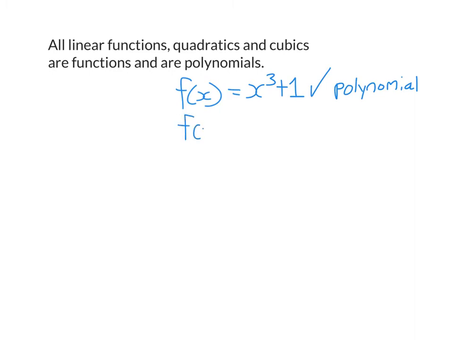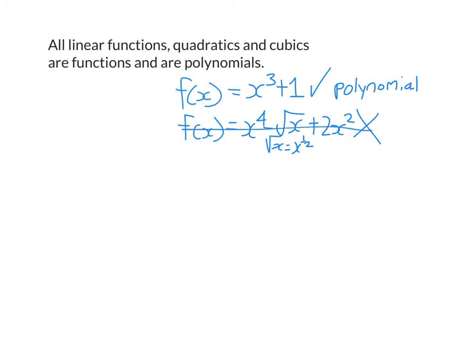If I have something like f(x) equals, let's say, x to the power of 4 minus the square root of x plus 2x squared or whatever, that's actually not a polynomial. In x to the power of 4 and this term here, the power of x is a positive integer. But the square root of x makes it not a polynomial, because the square root of x is the same as x to the power of a half. It's only a polynomial if the powers of x are positive integers. So this is not a polynomial.